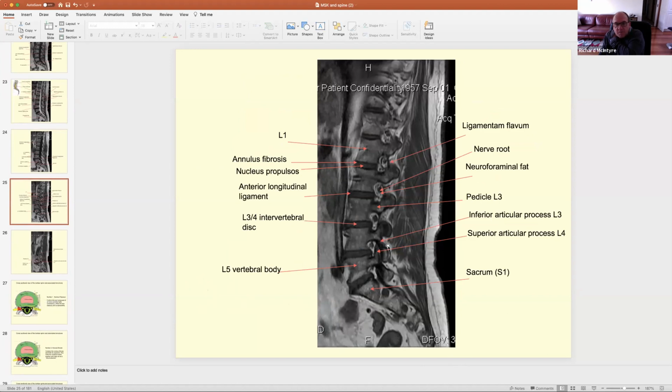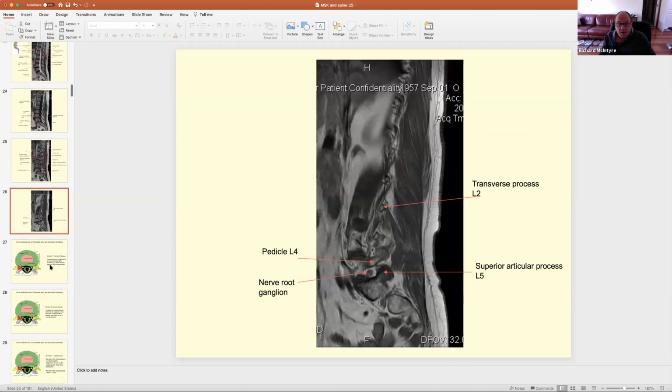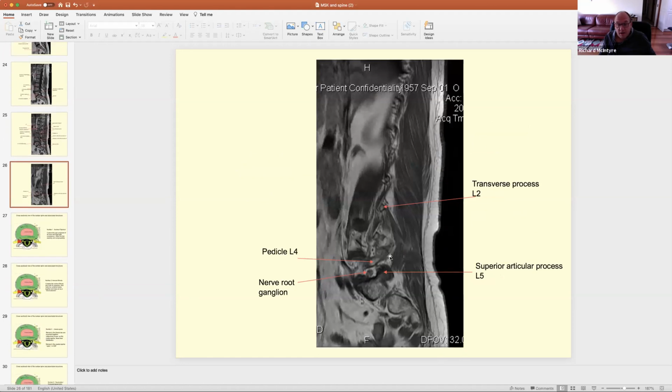Again, pretty much the same as before. We count down, so L5, L4, L3, L2, L1, count up. Ligaments, nerve roots. We've got the pedicle, okay. Inferior and superior articular process, zygoapophyseal joint there. And then we've come laterally. And we see, of course, the pedicle and the nerve roots.